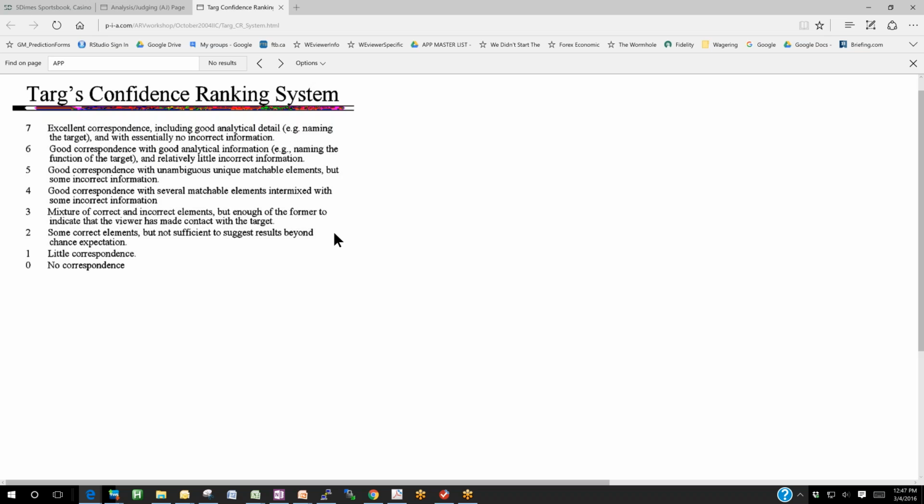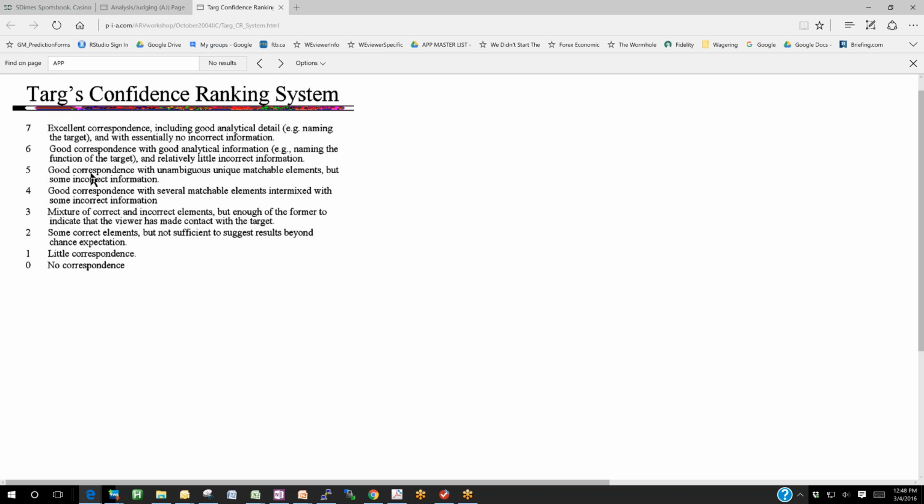A little bit more than when you say chance. You know, there were some hints, but not strong enough. When you get to 4, you start for the first time to bring in the word good. Good correspondence with several. What does several mean? Probably more than 2, 3, 4. You can already see he's trying to make it quantitative, but there's still some vagueness in it. But there's a sense here of several matchable elements intermixed with some incorrect information. But here you feel comfortable that there was a psychic precognitive connection. That's a 4.